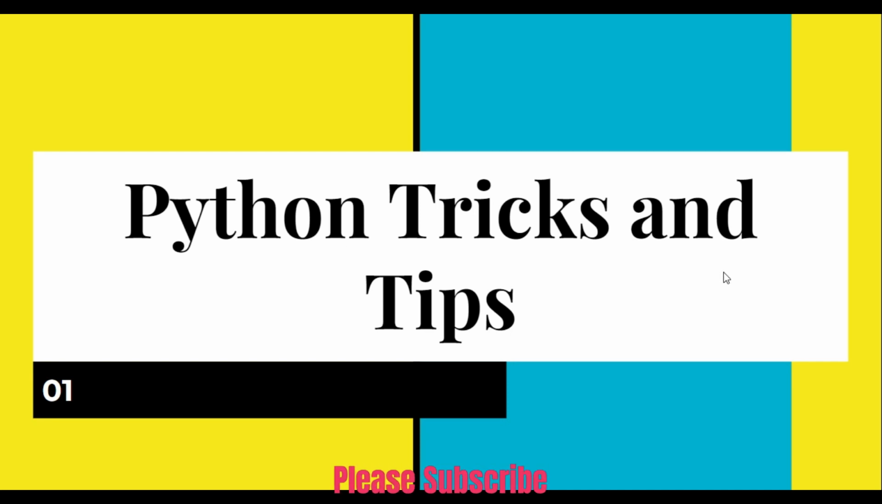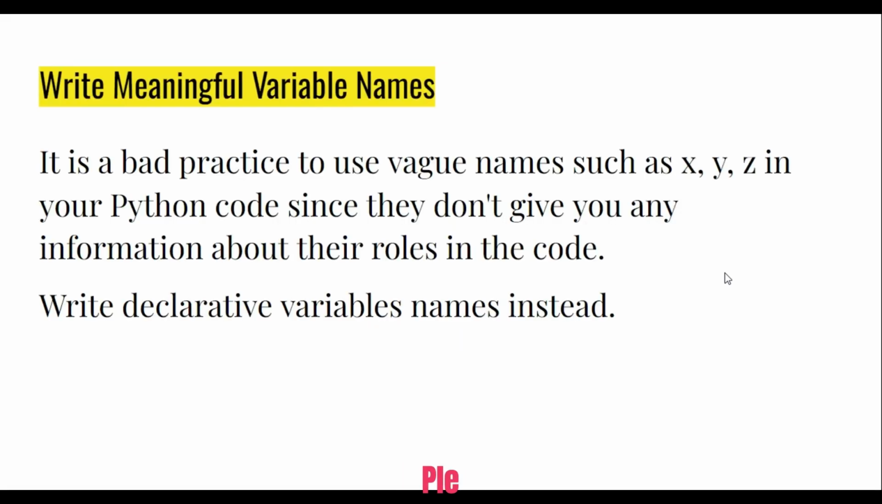So we are going to see Python tricks and tips. First tip: whenever you are writing a program and giving variable names, write meaningful variable names.